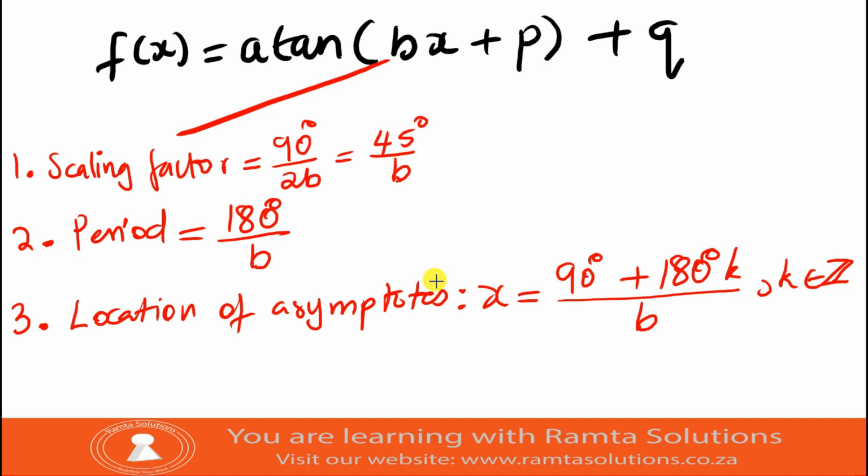Now, remember I said A, P, and Q mean the same thing as in cosine and sine graphs. Because we are looking at the tangent graph, I'm not going to dwell much on these. We dealt with them in the previous videos. So I'm going to give you an example where we are also going to sketch these.